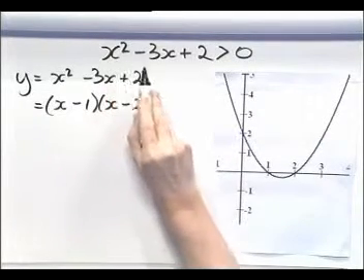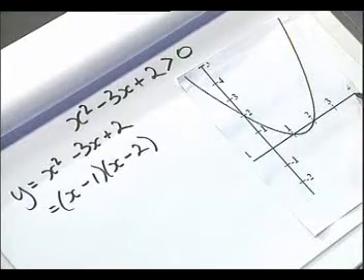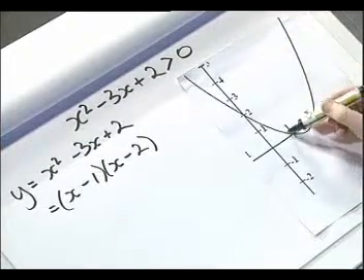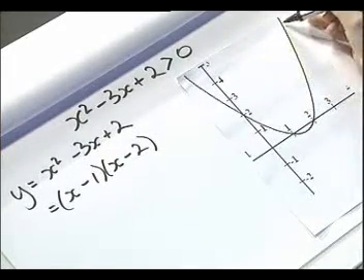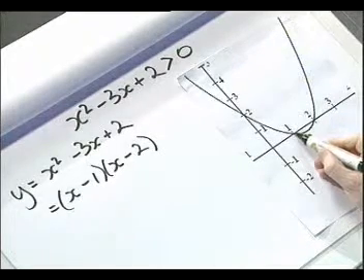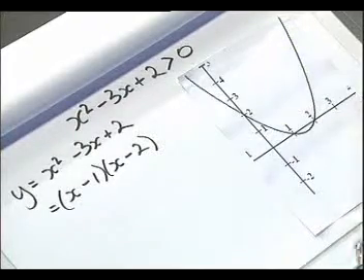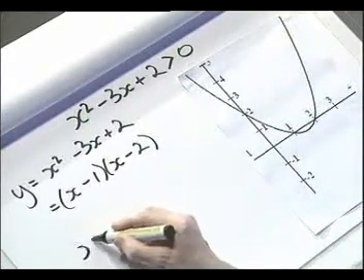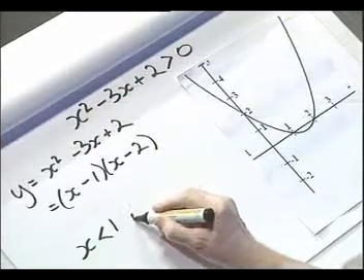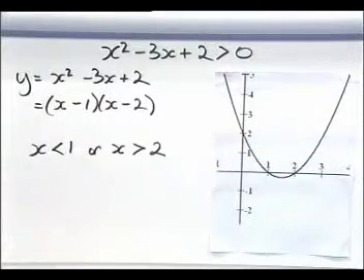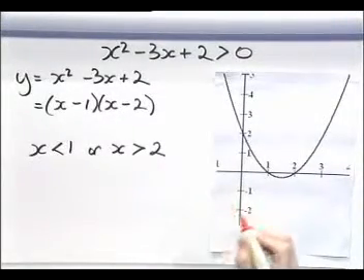Now we're looking for x squared minus 3x plus 2 to be greater than 0. This is where y is greater than 0. In other words, the part of the graph that is above the x-axis, which are the two arms of the U here. This occurs where x is less than 1 and where x is greater than 2. So we can write that in as our solution. And we can mark this in using the x-axis as the number line.